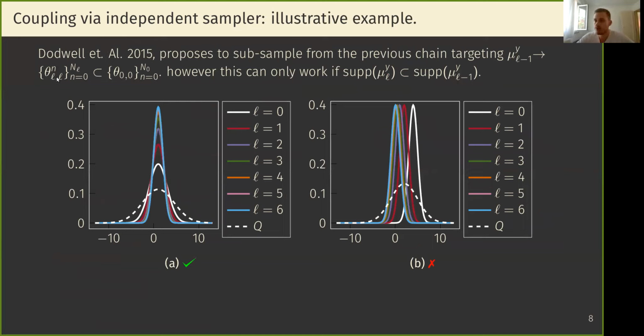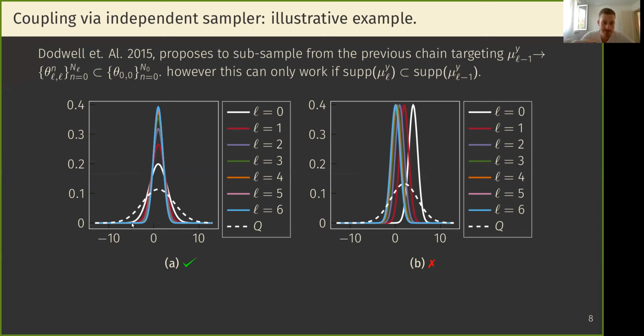And here, just to illustrate the point on which this algorithm by Dodwell et al. doesn't quite work, I present two very simple examples. So we have two families of Gaussians. In this case, we have this family of Gaussians that are contained one inside each other. And for this class of distributions, where the support of mu y l contains the support of mu y l minus one, this subsampling method works quite well. Because ultimately what you're doing is proposing to this blue curve samples that you obtained when you were sampling from this white curve.